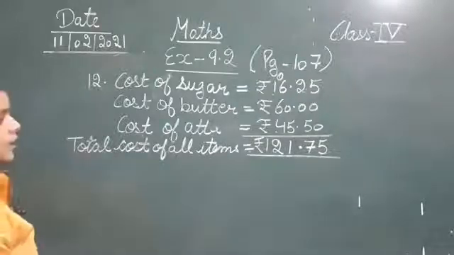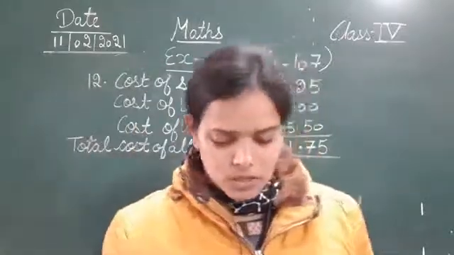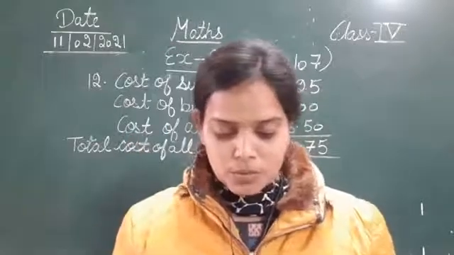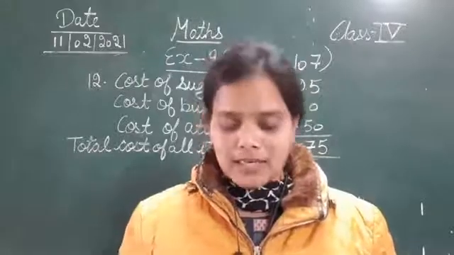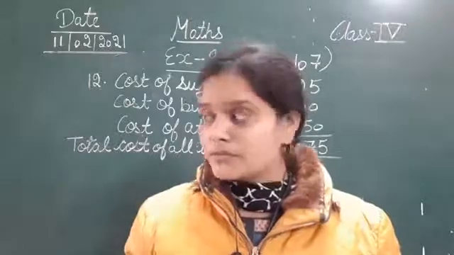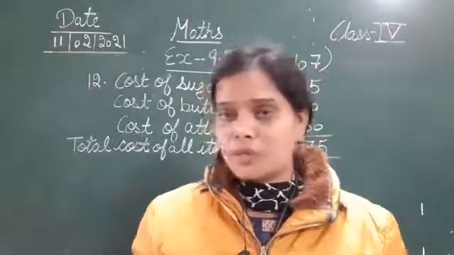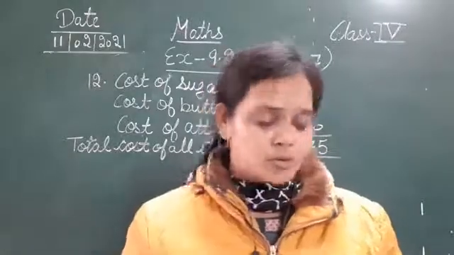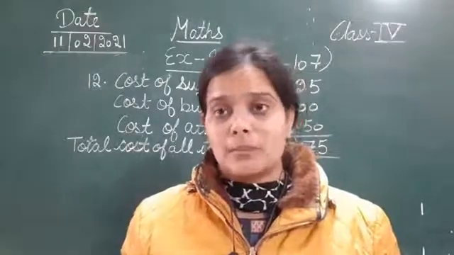Next, the next statement that they have given is, he gave a 100 rupee note and a 50 rupee note to the shopkeeper. What balance did he get? So he had given a 100 rupee note and a 50 rupee note to the shopkeeper. उसने शॉपकीपर को एक 50 रुपी का नोट दिया है, and he had also paid a 100 rupee note to the shopkeeper. So now we have to calculate what balance did he get back.